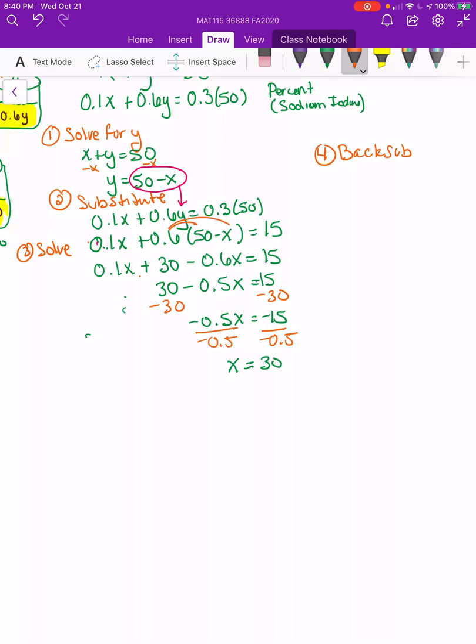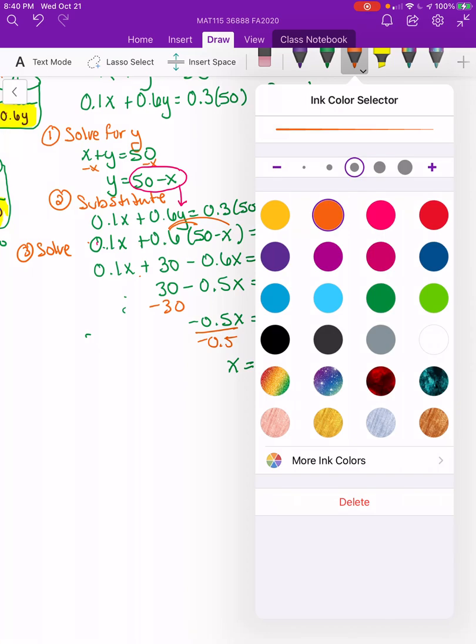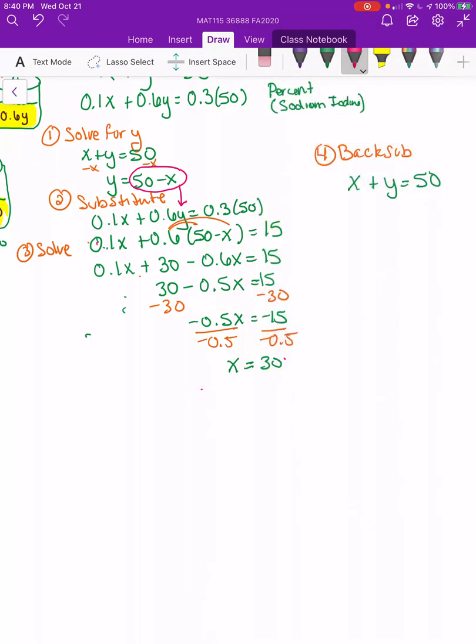Okay, so we're going to take that x equals 30 and substitute it back in. So pick any of the equations. Let's pick the easy one, x plus y equals 50. So we're going to take 30 for x and plug it in. So we'll get 30 plus y is equal to 50. So we'll subtract 30 from both sides. So we'll get y is equal to 20.